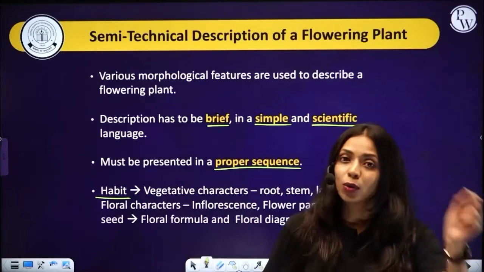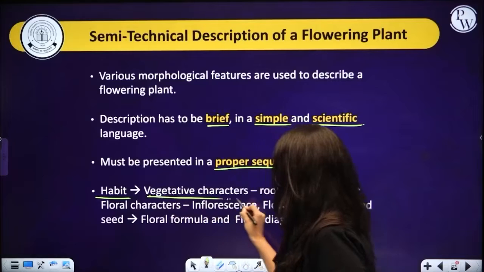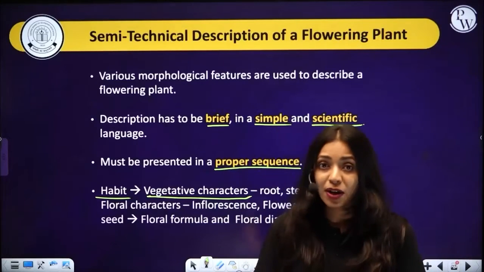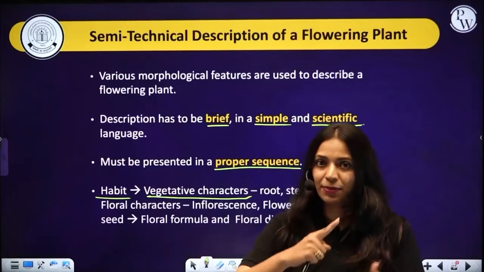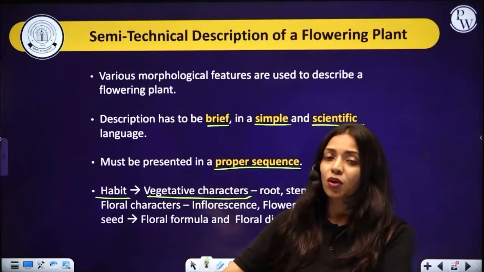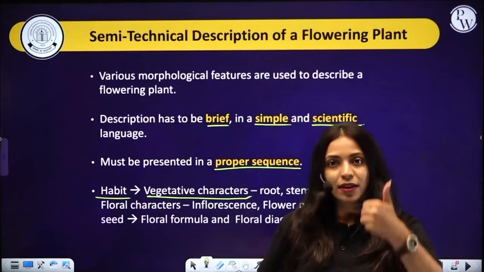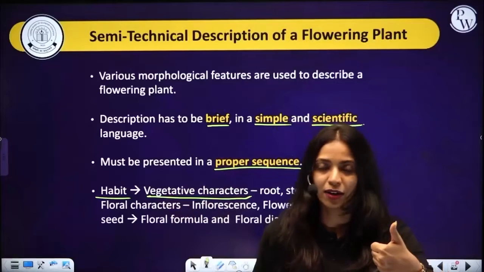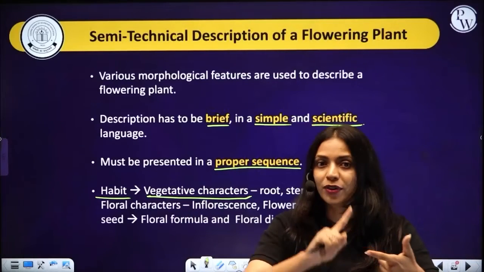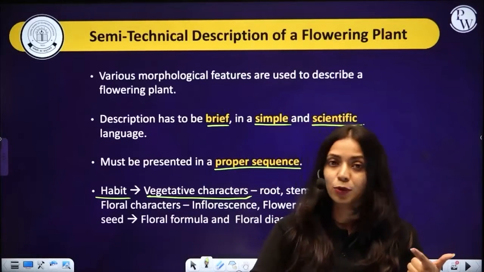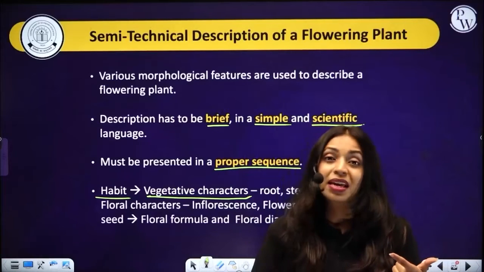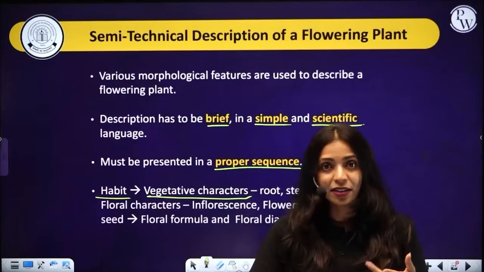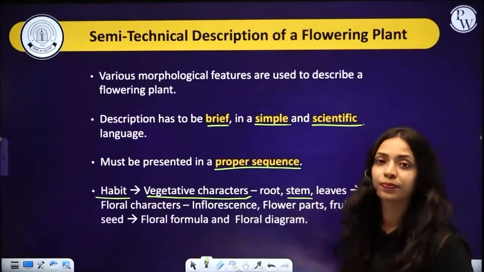Okay. So following habit, we talk about vegetative characters. You know that vegetative characters or vegetative parts of a plant are root, stem and leaf. So in that exact same order, we go on describing the plant. Habit, you write first. It's mostly trees or shrubs or whatever that plant is. Following that, we talk about its root. Does it have a taproot system? Does it have a fibrous root system? Is there anything special about the roots in that plant? That you write down. Following that, we write about its stem.